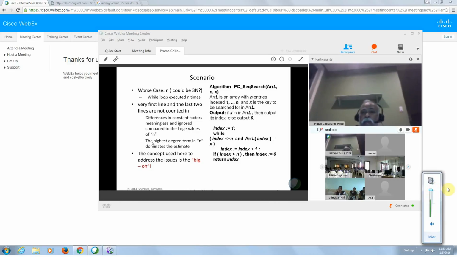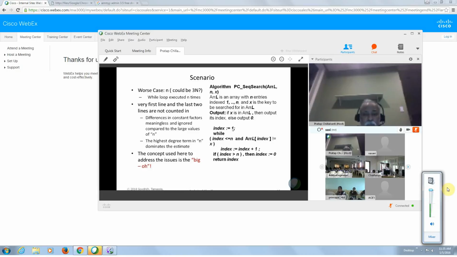So what do we have here? We have a sequential search algorithm. There's an array with n entries, and we are looking for x. The output is: if x is in array L, then output its index, where in that array it is. Else the output is 0. So that is the algorithm we have to write.